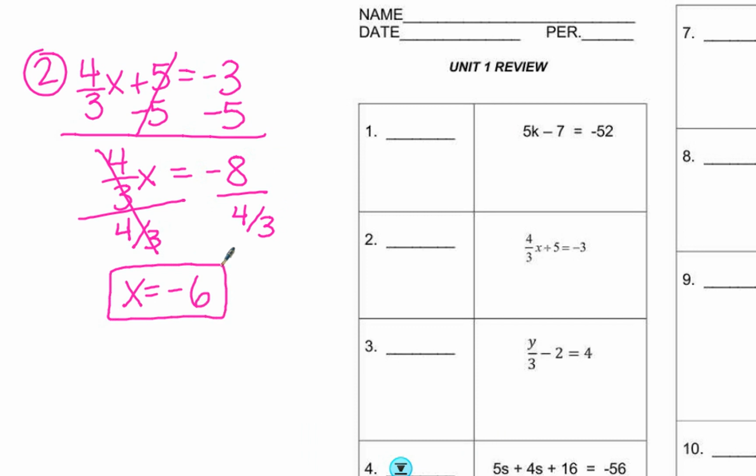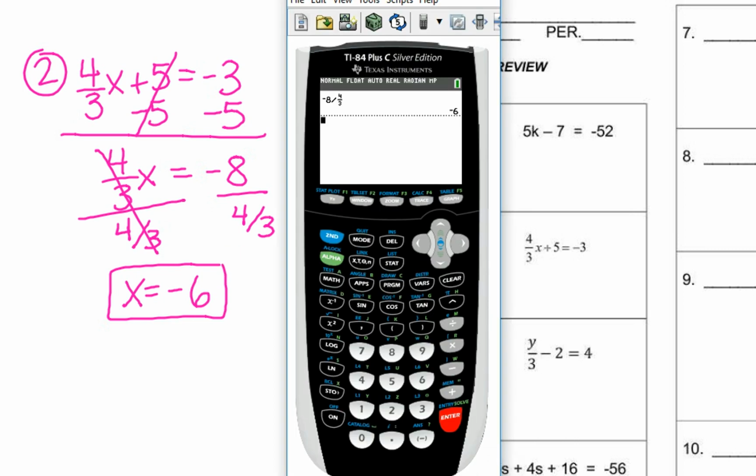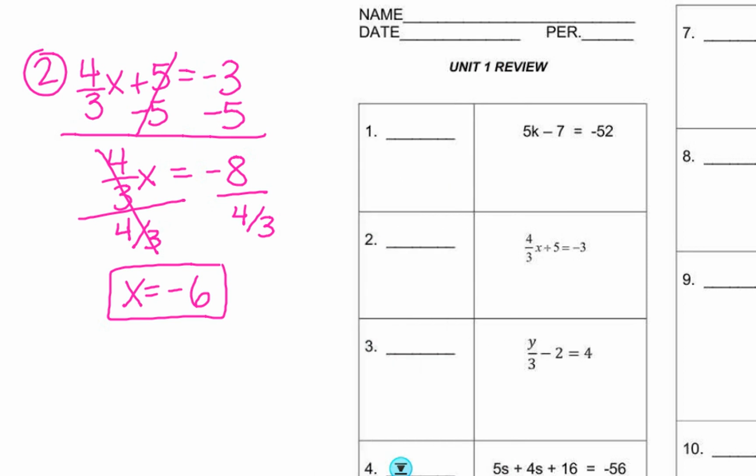Now remember, the best part about our Unit 1 test is that you have the opportunity to plug in these answers to check yourself. So I'll do that right now. Maybe I have 4/3 and I'm replacing the x with -6, what we just solved it for, plus 5. And now whenever I hit enter, it should be equal to -3, in which case it is. This tells me that I solved my problem correctly. Great strategy for your test as well.